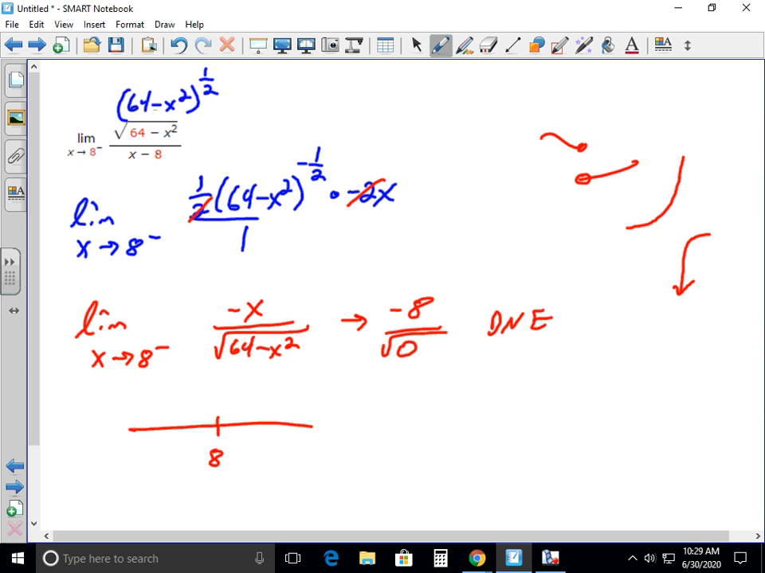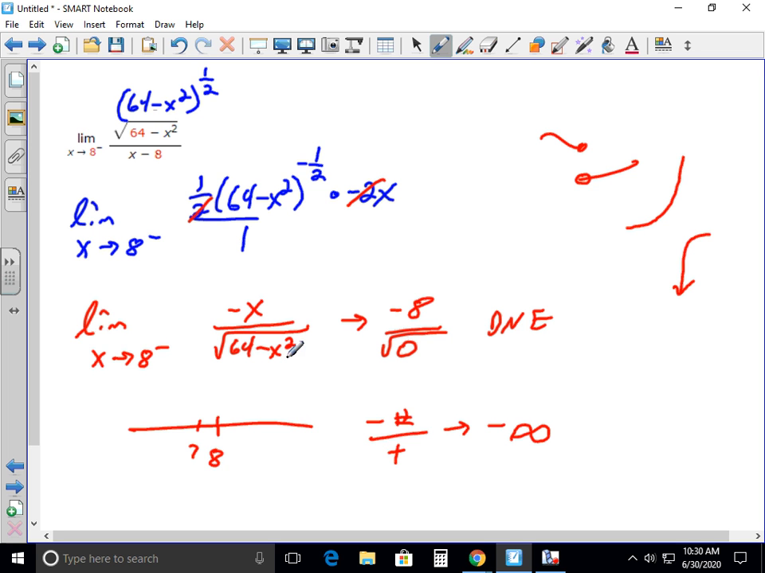so if that's 8, if we pick a number like 7 or something and plug in, we would get a negative number on top. When we plug a 7 in, we're going to get something. We're going to take the square root of that. That's going to be a positive number. So a negative number over a positive number is negative. And as the denominator is getting closer and closer to 0, the answer is getting closer and closer to infinity.